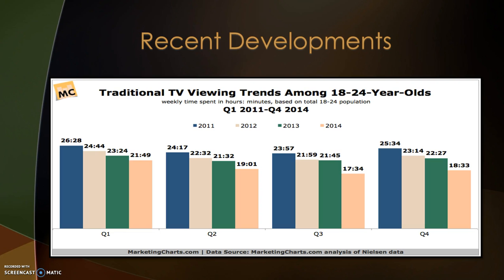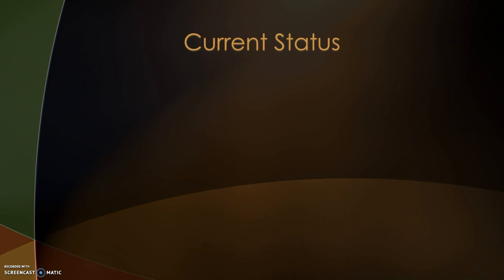Recent developments also show in this, and as we can see in this chart, in 2014, according to Nielsen, the viewing trends of traditional TV went down for the age group of 18 to 24-year-olds. I just found that interesting, although I think it's more because of the newer ways to watch TV and other things, either with a mobile device or other services.